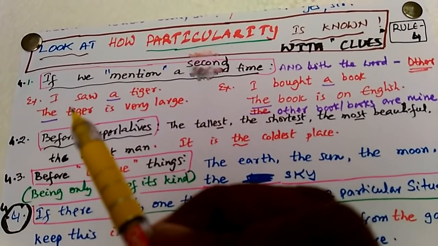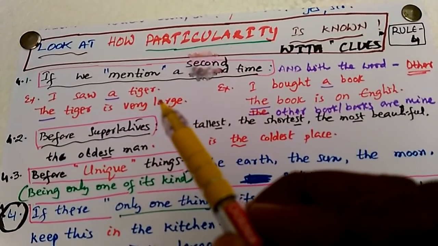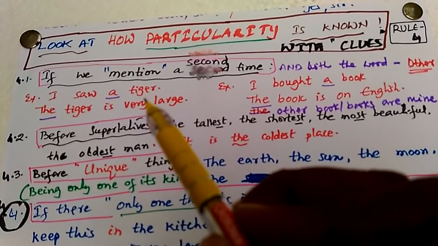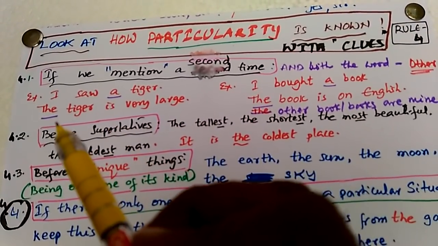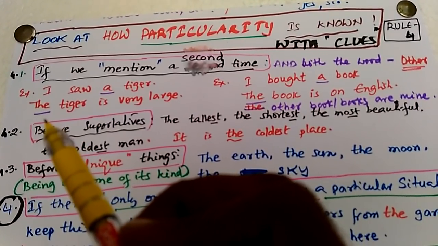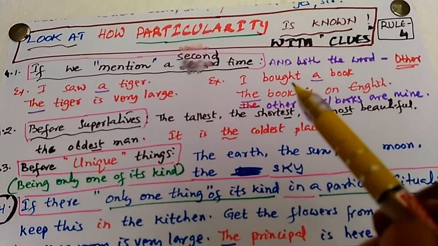Look at these examples. I saw a tiger. Whenever we mention for the first time, we write a. If we mention this tiger again, then we mention the tiger second time. So we have to use the here. So the tiger is very large, should be the right one.